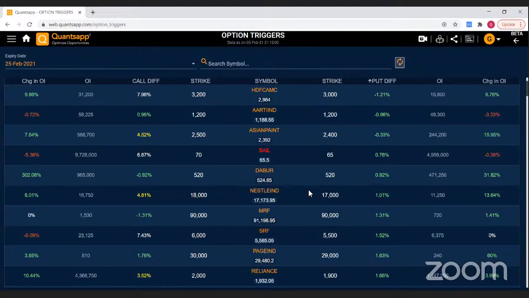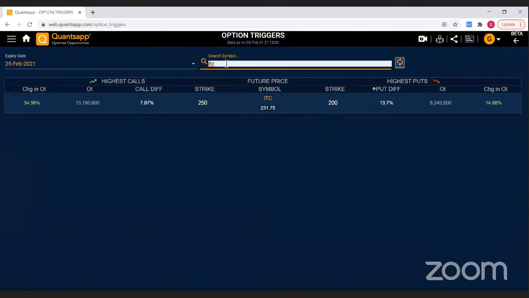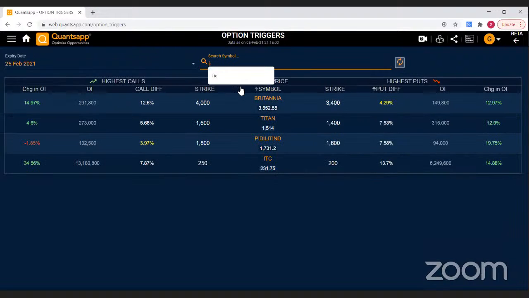So this is where you can see which stocks are trading very near to the highest call and put, and how the writers are behaving. I believe this gives a lot of significance. So this was about how you can analyze the writers' perspective, whether they are adding or declining positions. You can also search for a particular symbol, let's say ITC, and you can see its data.